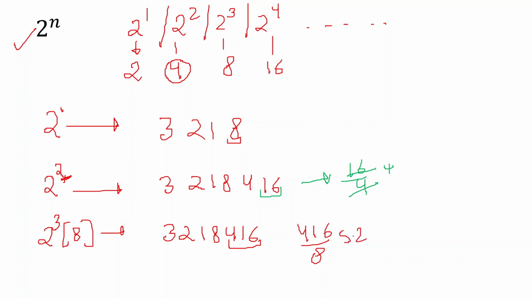Similarly, for 2 to the power 4, 2 to the power 5, 2 to the power 6, whatever they are asking, if you can represent that number as 2 to the power n, then the power will be the number of last digits to check. If those digits are divisible by the given number, then the number will be divisible by the given number, whatever 2 to the power n is. I hope this got clear. So this was the rule for 2 to the power 1 up to 2 to the power n.